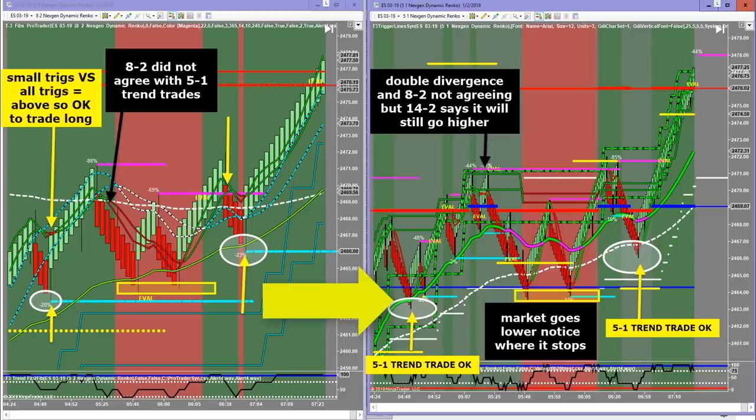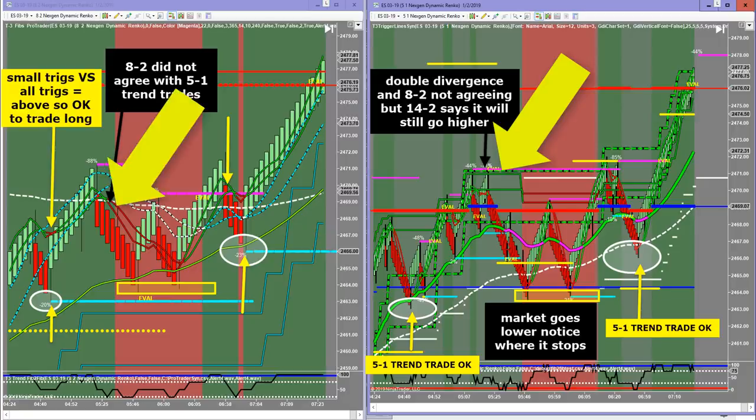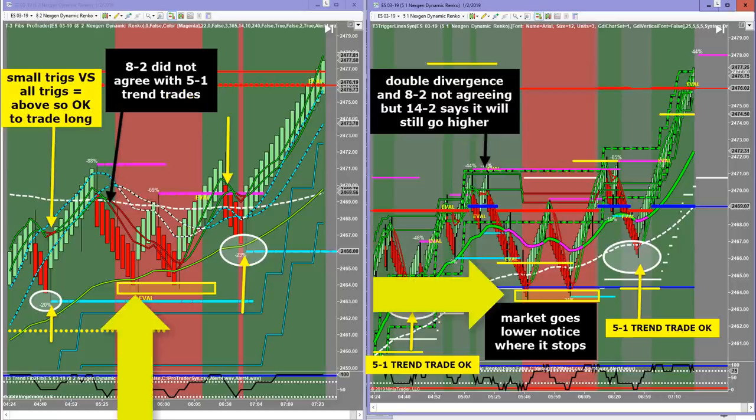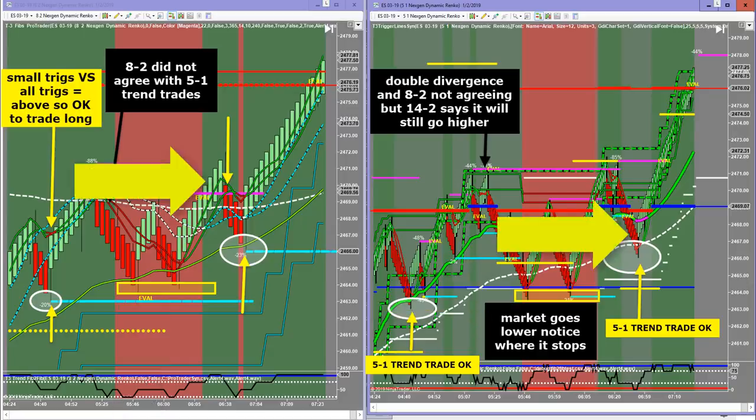On the 5-1 chart, you'll see we had a double divergence and the 8.2 chart starting to not agree with the 14.2 chart. However, the 14.2 chart says it will still go higher. So what the market does is a little deeper retracement on the 8.2 chart to the midband, which also happens to be Fibonacci support on our smaller chart. Then once the 8.2 chart gets back above again, we have another high probability trend trade on our 5-1 chart that obviously takes us up to the next Fibonacci resistance.